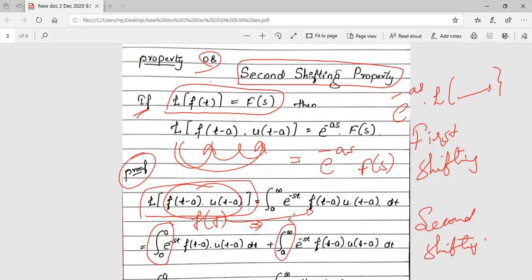Separating this function, the first part is integration over 0 to a of e to the power minus st f of t minus a into u of t minus a dt, plus the second part, integration over a to infinity of e to the power minus st f of t minus a into u of t minus a dt.